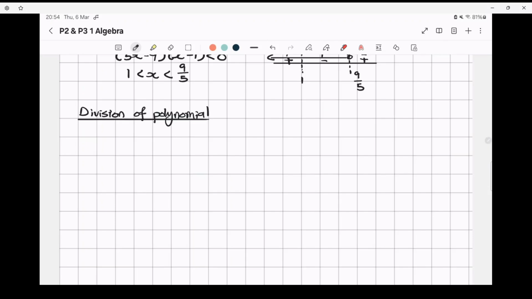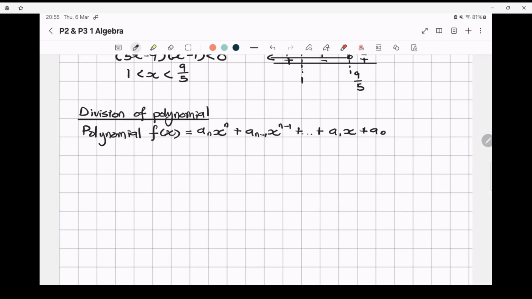Let's define what a polynomial is first. A polynomial is a function that looks like this form: a sub n x to the power of n, plus a sub n minus 1 x to the power of n minus 1. You sum every term until a1 x and then a0.